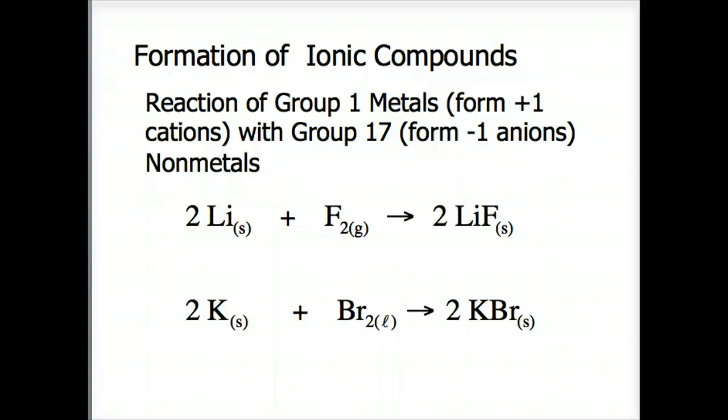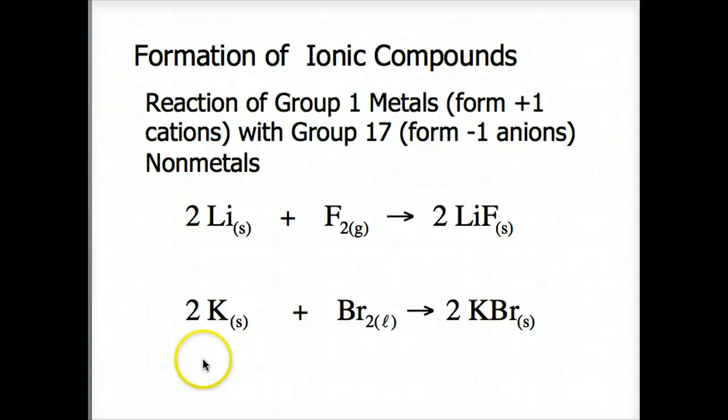So here are some reactions. I can react group 1 metals that make a +1 cation with group 17 nonmetals which make a -1 anion. So lithium and fluorine make lithium fluoride. Potassium and bromine make potassium bromide. You'll note that these equations are completely balanced. I have 2 lithium atoms and 2 fluorine atoms on the left of the arrow, and I have 2 molecules of lithium fluoride on the right, 2 lithiums and 2 fluorines.